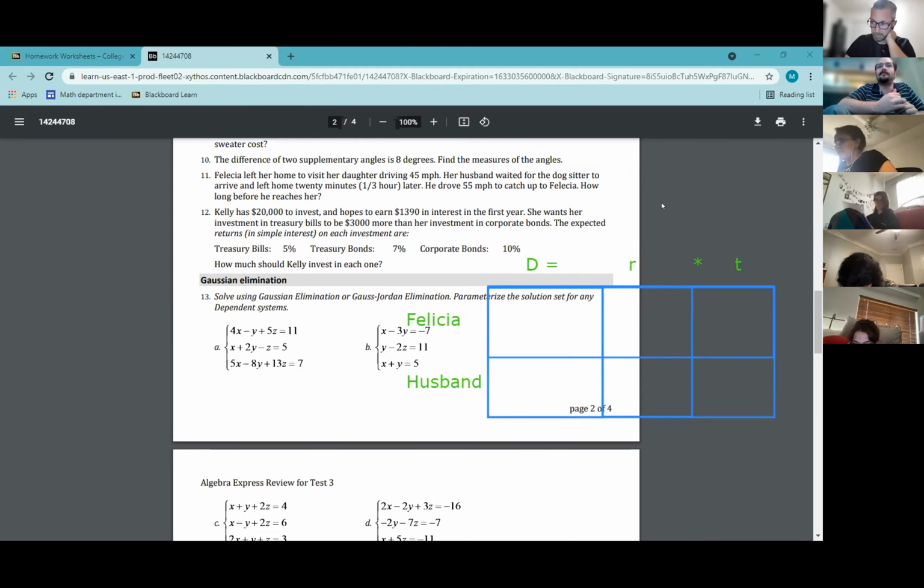Here we need to solve for X and Y, teacher, right? It depends how you set up your variables. So would you put in the 55 miles per hour as the rate, or would that be the distance? Whose rate is it, Felicia's or the husband's? The husband. So the husband was driving 55. Okay, because I got that there. How fast was Felicia driving? 45. Okay, got that there.